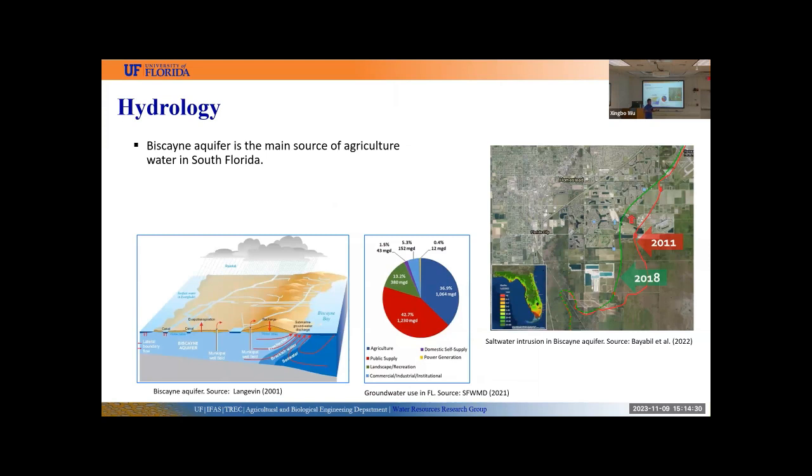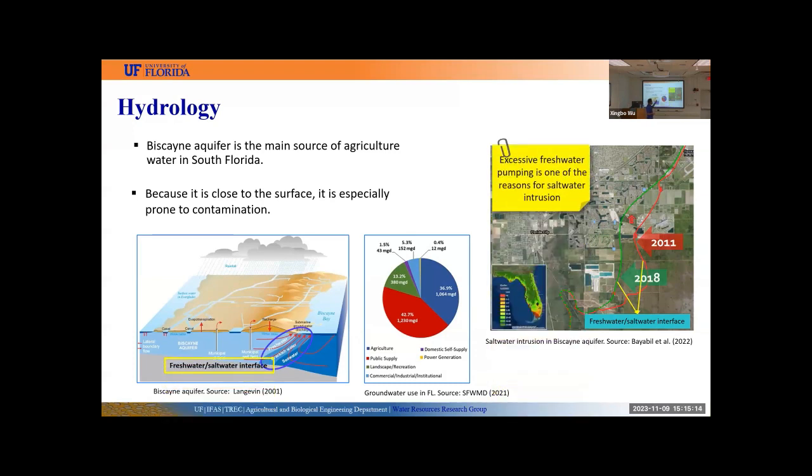In South Florida, we also have very unique hydrology, and the Biscayne Aquifer is the main source of water for agriculture, and not only for agriculture, even for municipal use. But this aquifer is very close to the surface, and due to that, it's easily susceptible to saltwater intrusion and contamination. For instance, if you see this figure on the right, the red line is the freshwater-saltwater interface during 2011, and the green one is the interface during 2018. So this interface is moving further inland toward the mainland. Excessive water pumping is causing the saltwater intrusion. But I'm not saying this is happening only because of pumping. There are also other causes for saltwater intrusion in the area.